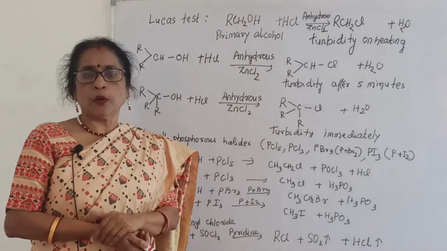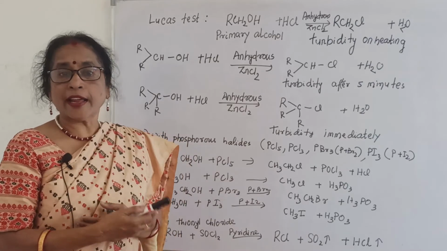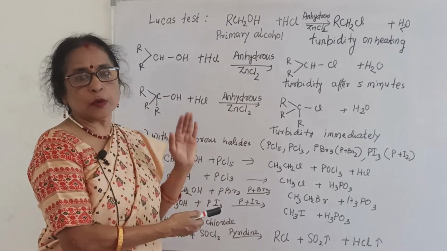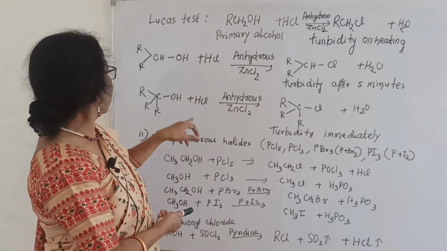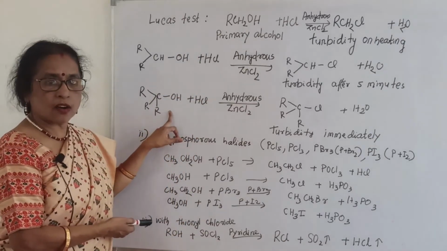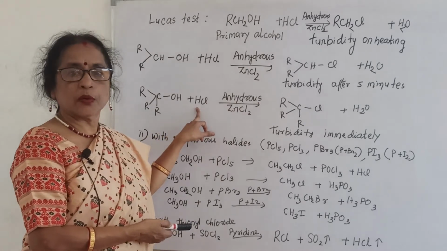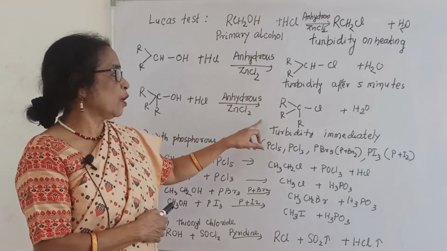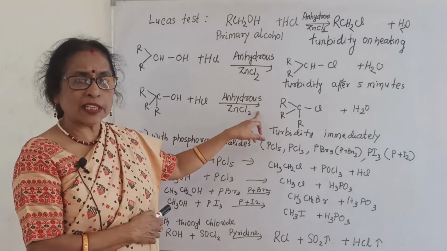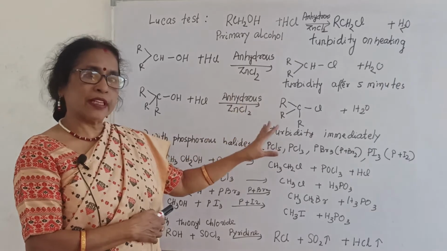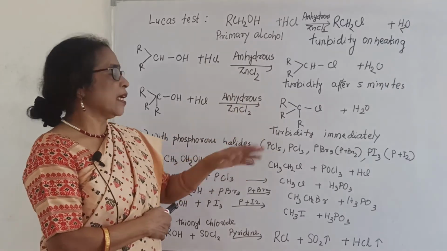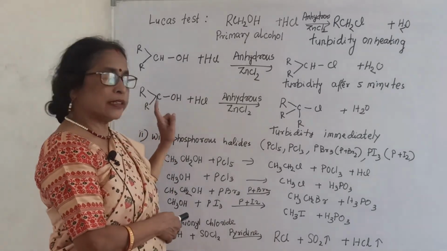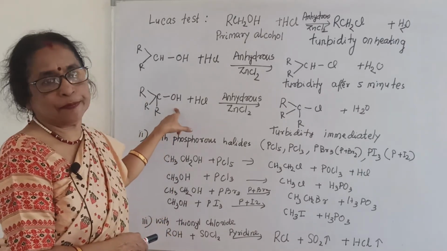Now we know tertiary alcohol is very active because three alkyl groups, which are electron releasing groups, are present. Here you can see the tertiary alcohol reacting with hydrochloric acid in the presence of anhydrous zinc chloride, producing a haloalkane having three alkyl groups. Here turbidity appears immediately because tertiary alcohol is very reactive.